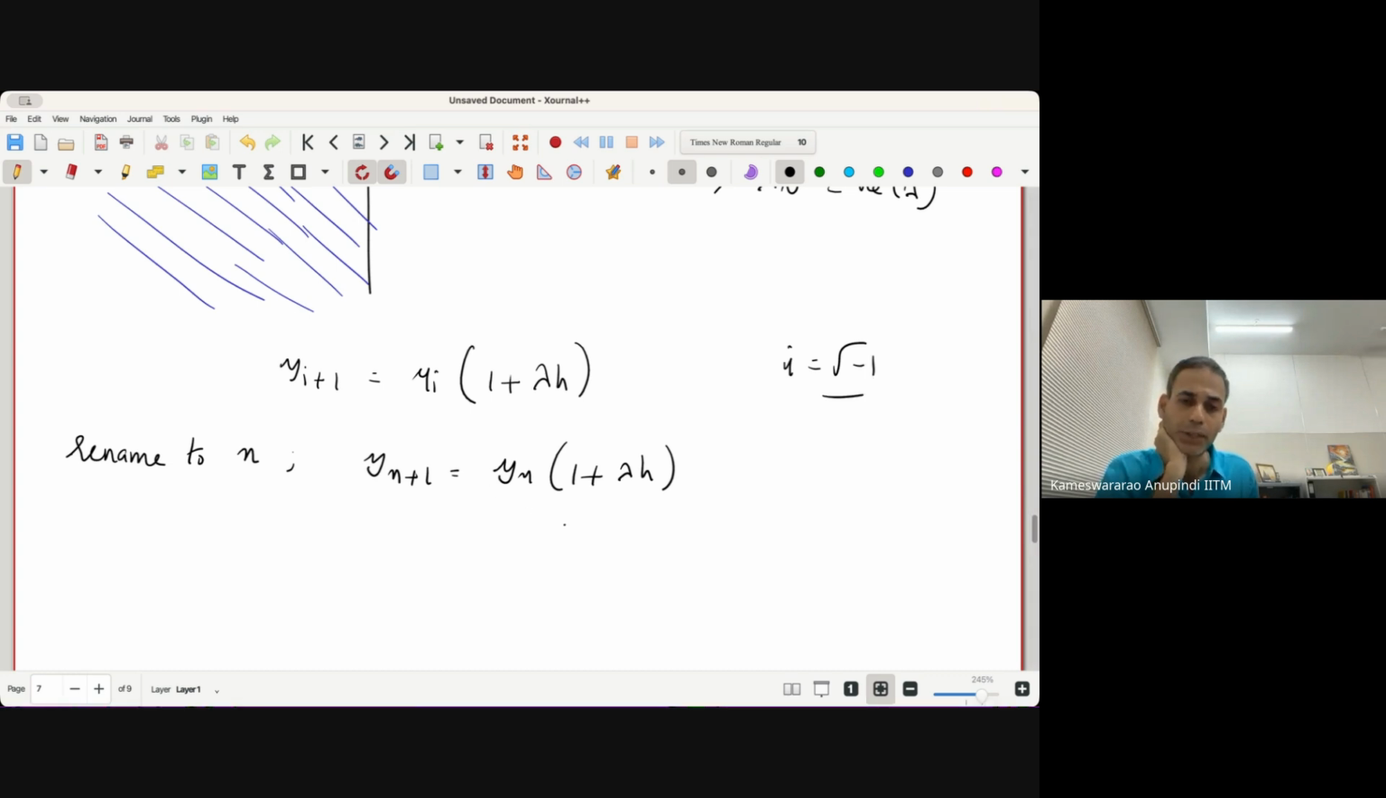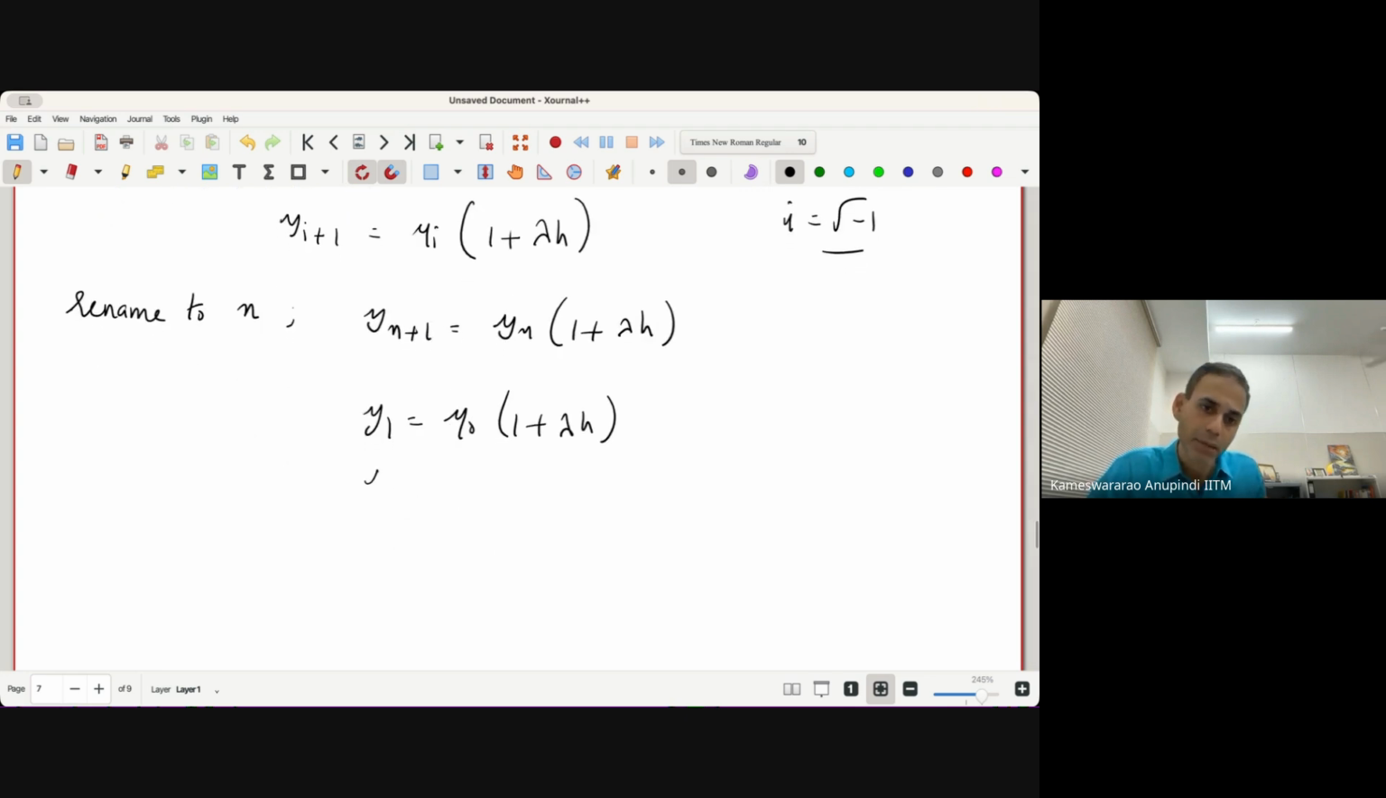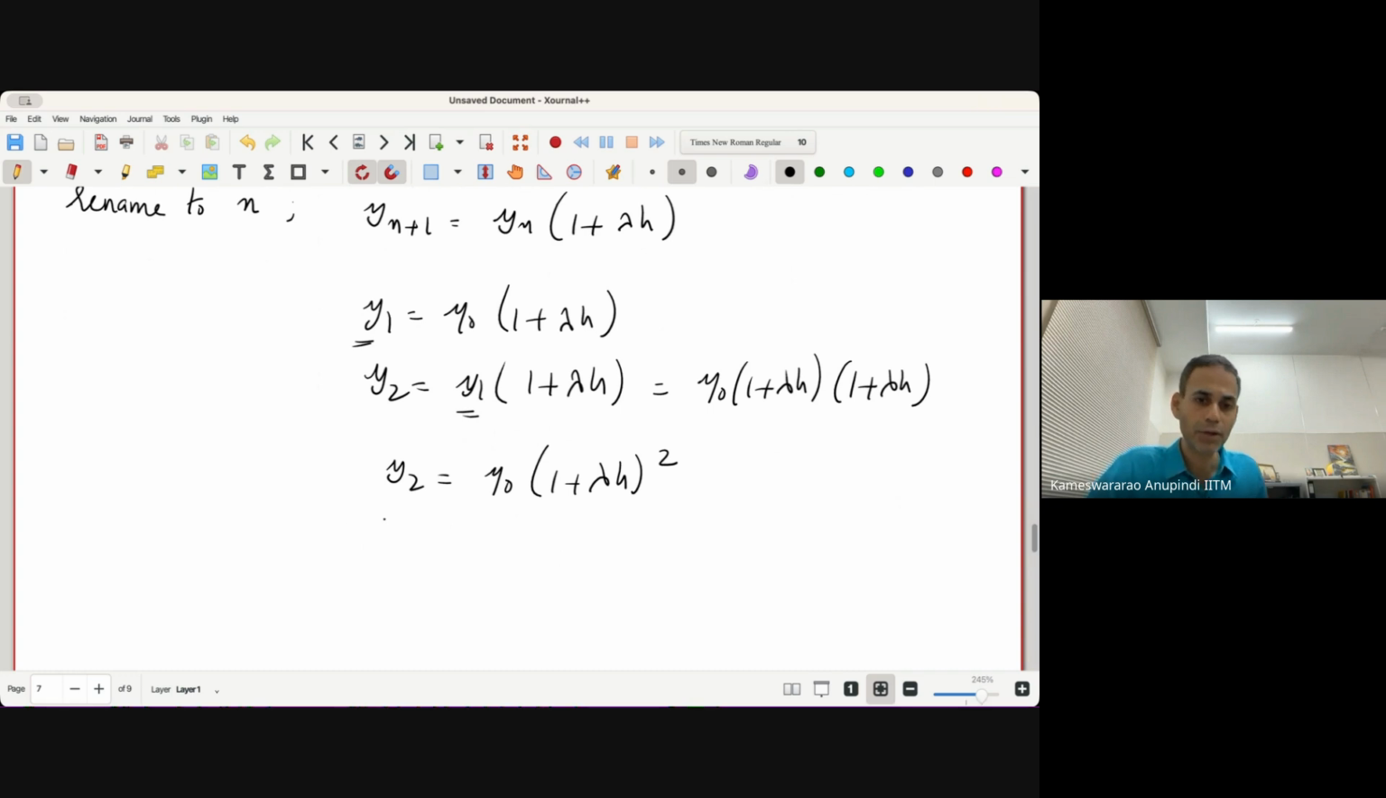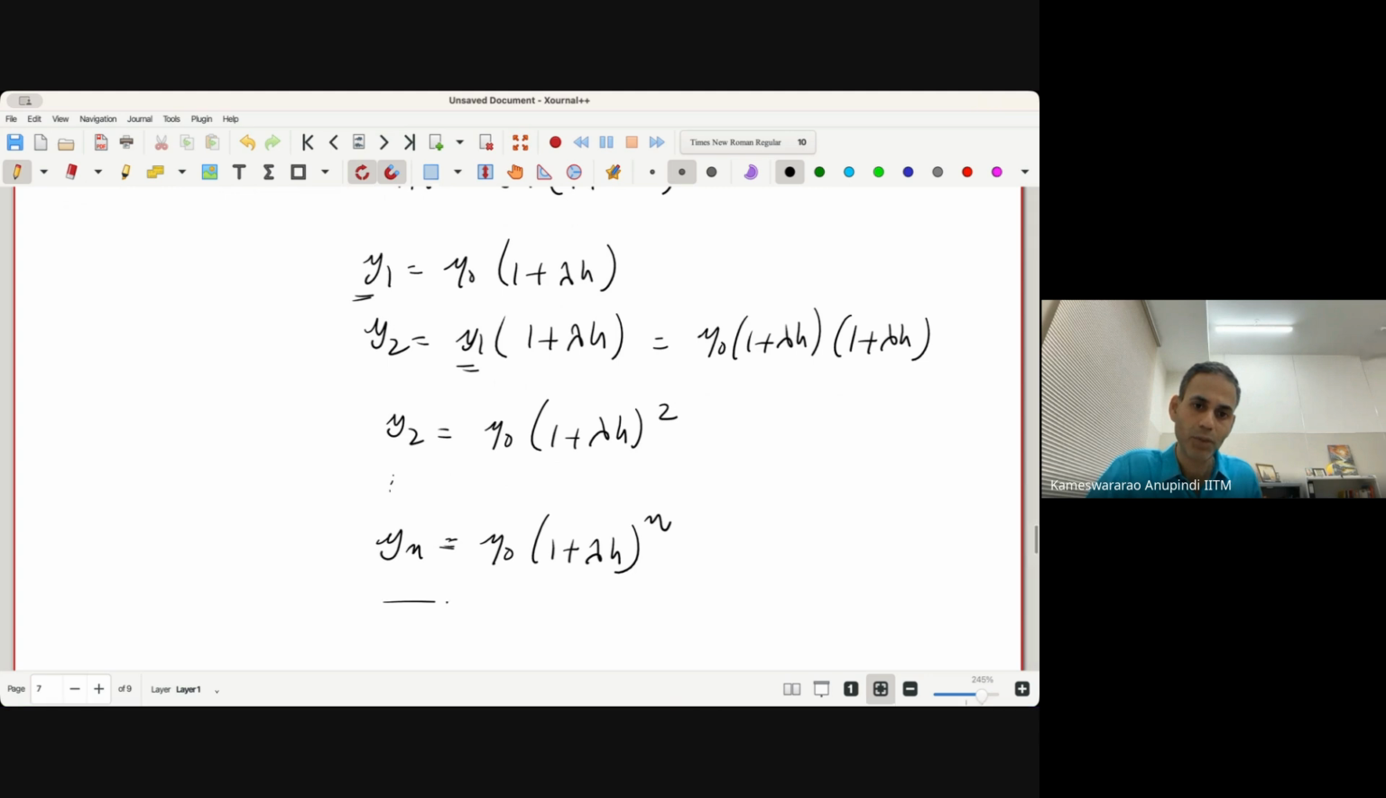If I take n equal to 0, I can write y1 equals y0 times (1 plus lambda h). Similarly, y2 equals y1 times (1 plus lambda h). But y1 is equal to y0 times (1 plus lambda h), so y2 equals y0 times (1 plus lambda h) times (1 plus lambda h), which is y0 times (1 plus lambda h) whole square. Following the same recurrence, yn equals y0 times (1 plus lambda h) to the power n. So this is what I have.